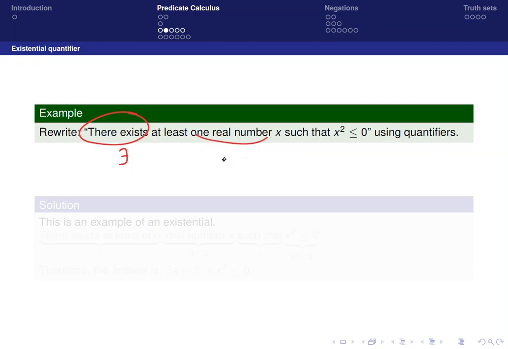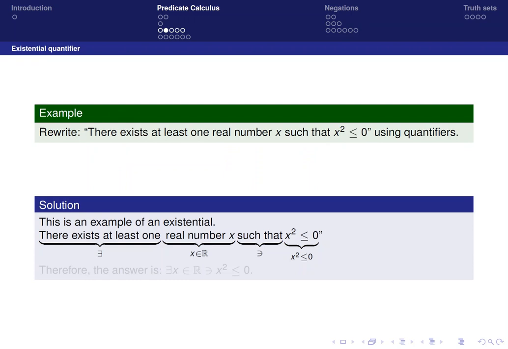So my domain in this problem is going to be the real numbers. I'm hearing the words "such that," so that will be a comma or backwards belongs to. And finally, the predicate itself, x squared less than or equal to 0. Using this knowledge, I can rewrite my expression as: there exists an x in R such that x squared is less than or equal to 0. Again, we're not discussing whether this is true or false yet. We're just trying to translate from words to symbols the statement that's written in the example.